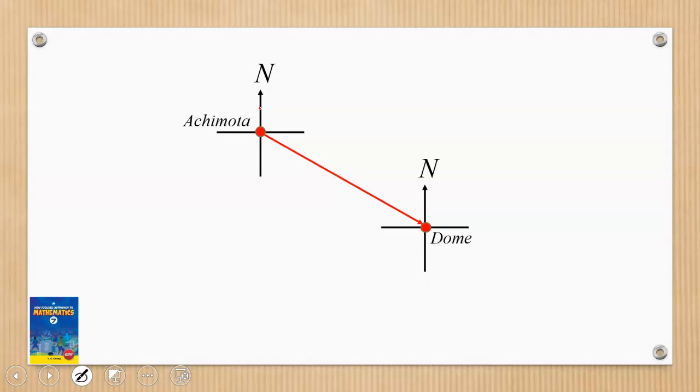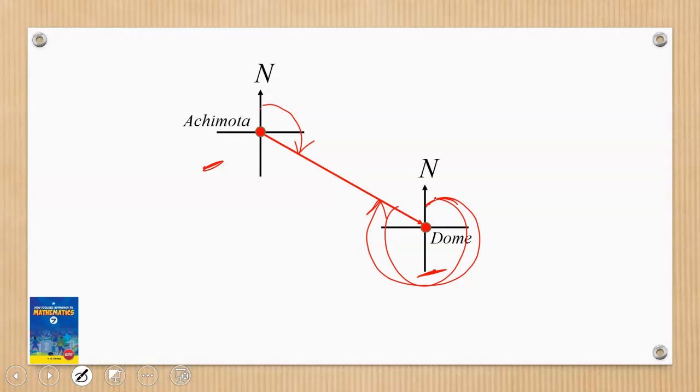Now, if you want to know the direction of Dome from Achimota, then it means that we were at Achimota and we moved this distance at this angle, and that gave us the direction. Now, if we want to know the direction of Achimota, rather, from Dome, that means we are going to be at Dome and we are going to move towards Achimota. Right from the North Pole of Dome, we take from the North Pole clockwise and we move up to the line here. And the whole of this angle becomes our bearing that will move from Dome to Achimota.